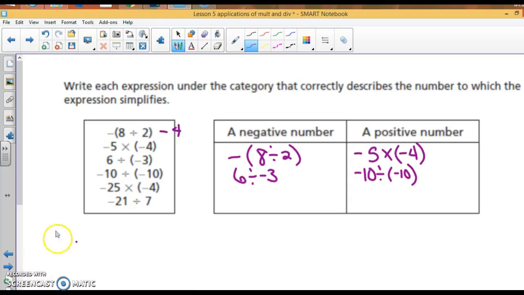Negative 25 times negative 4. Negative times a negative. They're the same. That's going to give me a positive. And negative 21 divided by 7 is going to be a negative. Because they're different.